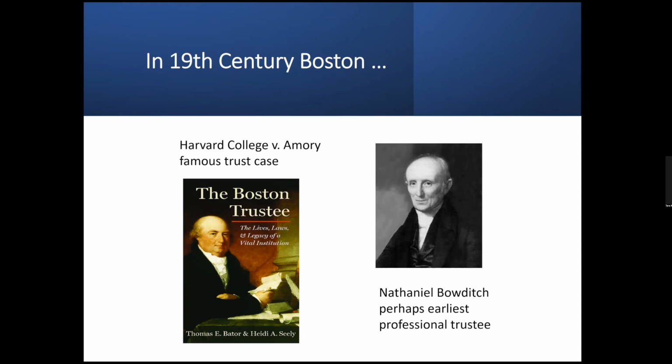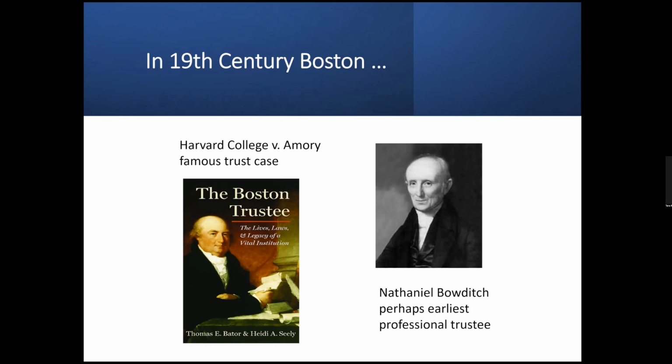Nathaniel Borchers was perhaps the earliest professional trustee. As you can see from his photo, he was also the early model for Count Dracula. And my biggest fear in being a trustee for very long is that someday I'm going to look like him.